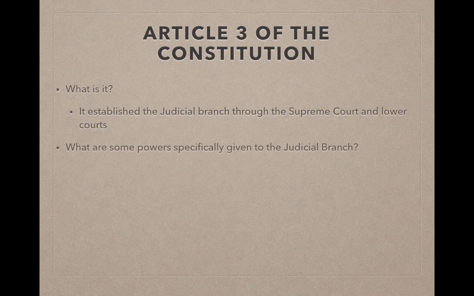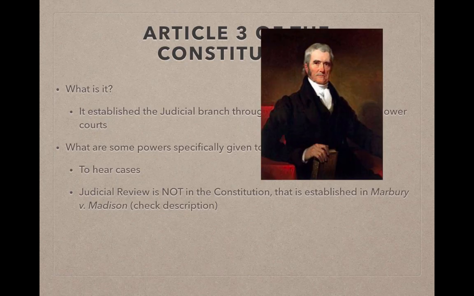So, some powers specifically given to the judicial branch. Well, number one, they hear cases. They are the ones that will hear cases and decide outcomes. Judicial review is something that we associate with the Supreme Court, and that's the ability to declare a law unconstitutional, but it is not mentioned in the Constitution. That comes about as a result of the 1803 Supreme Court case, Marbury versus Madison, in which this dude, John Marshall, ruled an act unconstitutional. I have a video in the description that explains that very well.